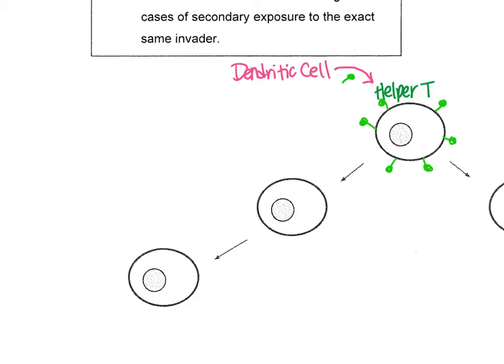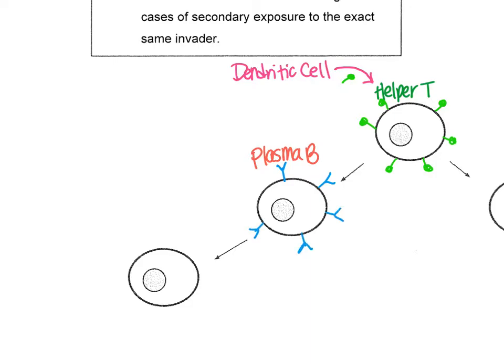Now that helper T cell is used to activate the humoral response and the cell-mediated response within the adaptive immune response. So let's focus on the left side, or our humoral response, first. So we have our helper T cell that's activated, and now it is going to activate a plasma B cell. So here we have our plasma B cell. And this plasma B cell is going to grow these antibodies that are specific to the enemy that's invading. Remember, antibodies are those little Y-shaped proteins. So here are the antibodies.